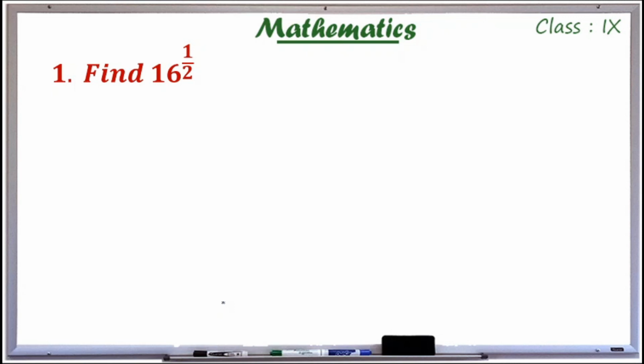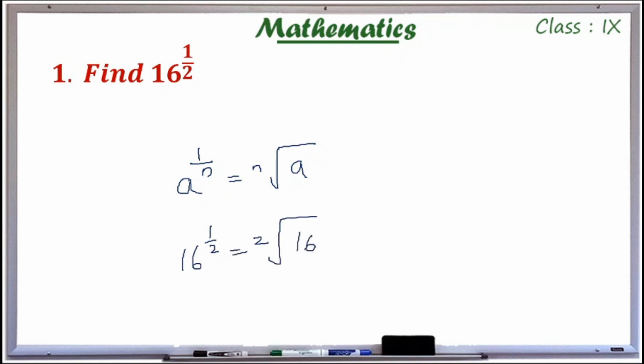Now find 16 raised to 1 by 2. This is of the form a raised to 1 by n. A raised to 1 by n is equal to the nth root of a. So I can write 16 raised to 1 by 2 as the 2nd root of 16. The 2nd root of 16 means I have to multiply two numbers, one number into one number, to get 16 as the answer, and both numbers should be the same. If I give 1 it becomes 1, if I give 2 it is 4. So I can give 4. 4 into 4 is equal to 16. So the 2nd root of 16 is equal to 4.